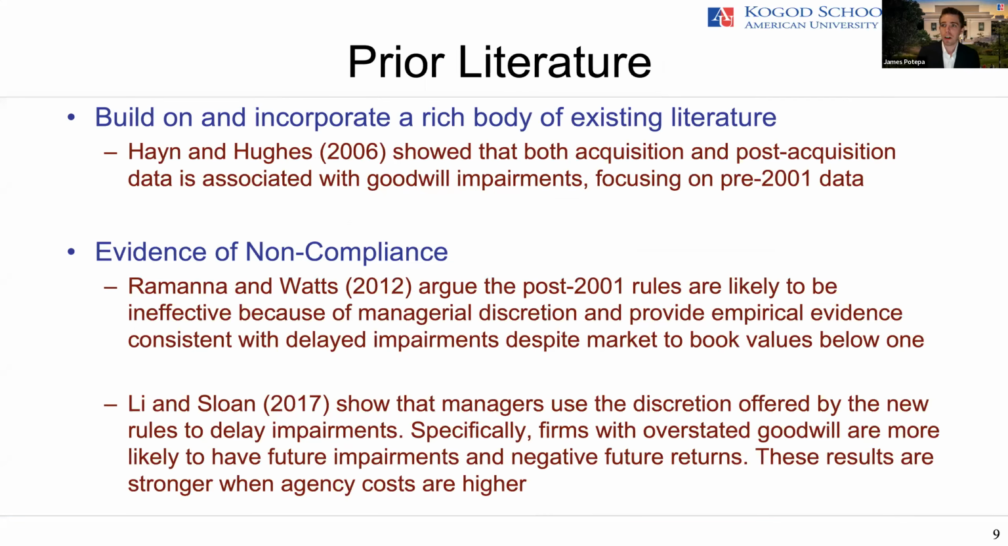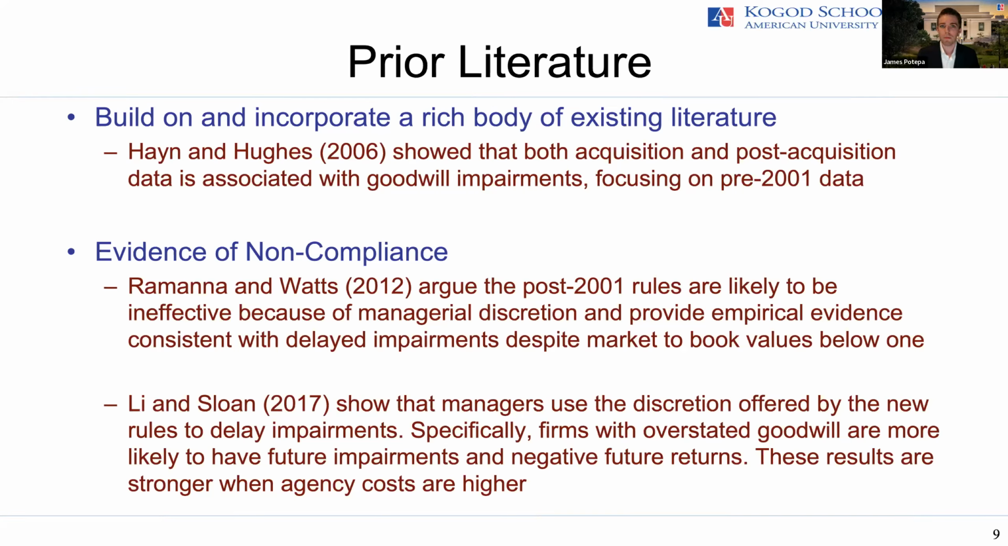So prior literature, I know there's a lot of people on the call and a lot of people who have probably worked in the goodwill area. In trying to cut this down so that I can give a discussion in an hour, I have greatly reduced the amount of prior literature we're going to cover, and it's just going to focus on the few ones that we mentioned earlier. This is not meant to be a comprehensive list. Rather, brevity is important given how much we need to cover.